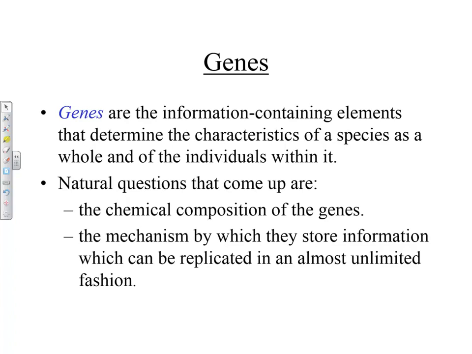What are genes? A gene is roughly a stretch of DNA that codes for one protein. Genes are the information-containing elements which determine the characteristics of a species as a whole and also of the individuals within it. And the natural questions that come up are, what is the chemical composition of the genes? What are genes made of? And what is the mechanism by which these genes can store this information, which can be replicated in an almost unlimited fashion, across thousands of years?